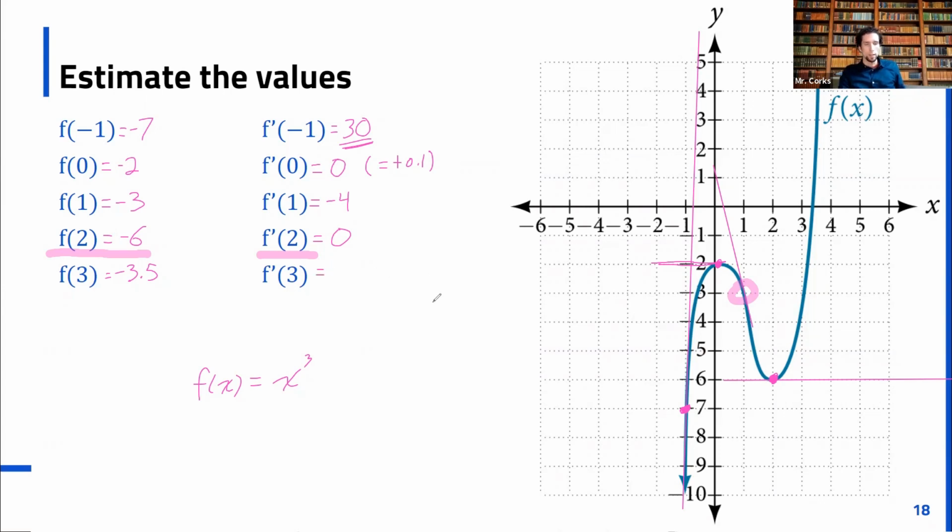Okay, last one here. f prime of 3. What does that look like roughly? This is our point here. What's your guess for the slope?